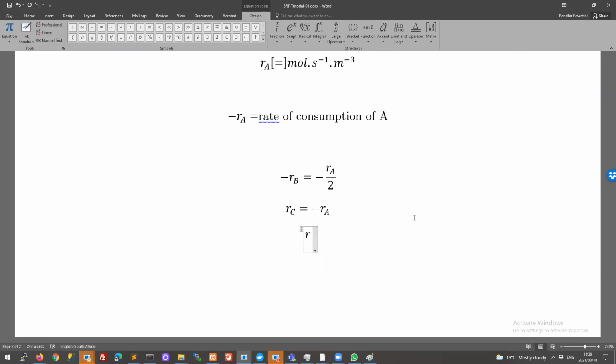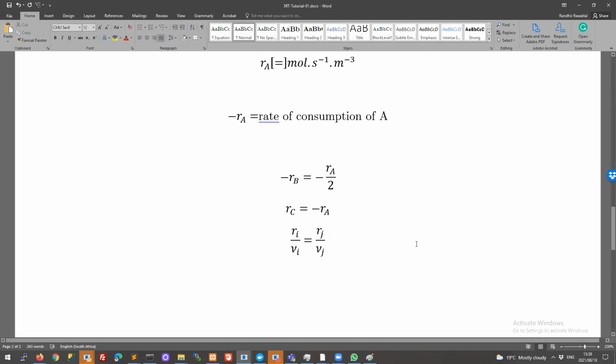R sub I divided by nu sub I, where nu is the stoichiometric coefficient, is equal to R sub J divided by nu sub J. And you can see that works for everything here. And of course, nu is negative for reactants and positive for products.